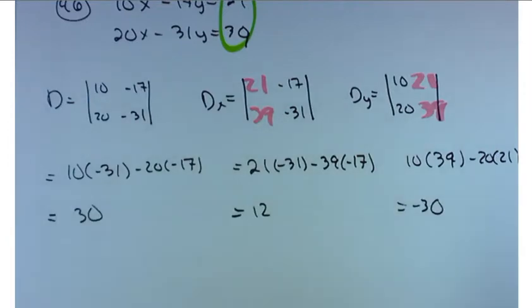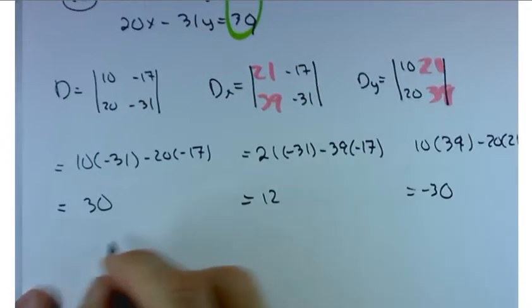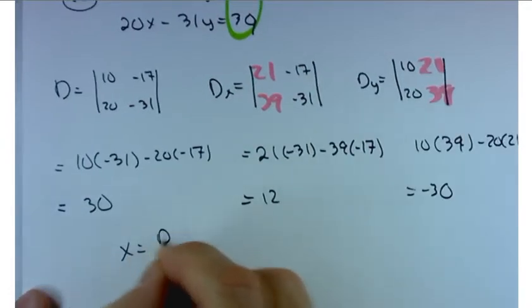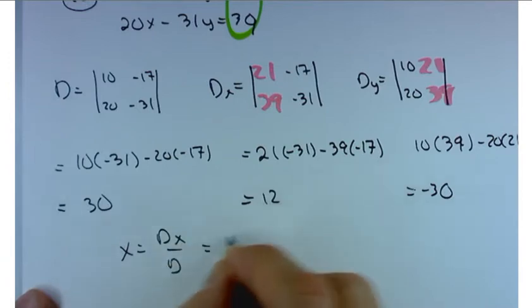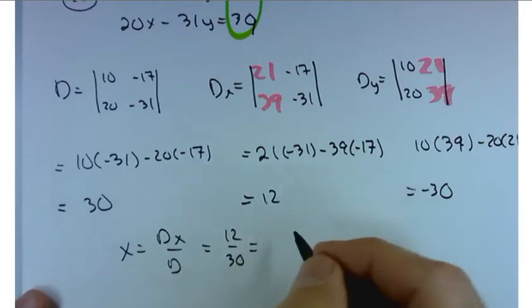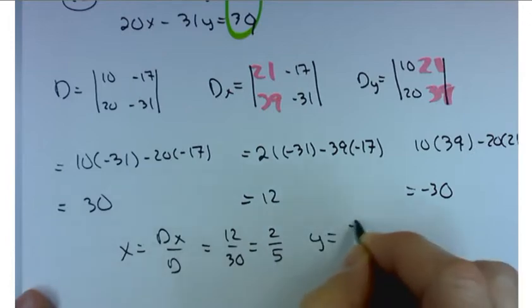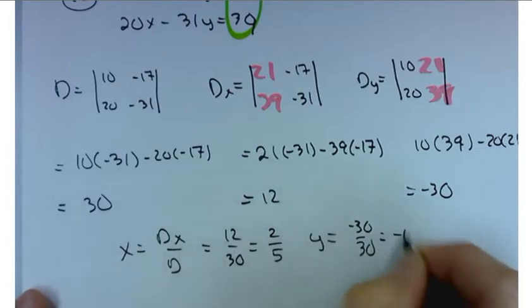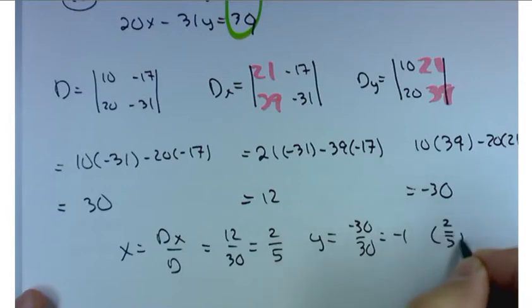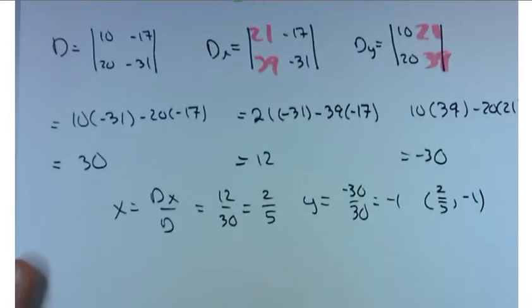Are we okay with the determinants and the setup of Cramer's rule here in the 2x2 case? I'm thinking I'm only going to do one 2x2 case before we jump into the 3x3 case. I'm not spending a whole lot of time on Cramer's rule. So for the solution, it's going to be dx over d, which is going to be 12 over 30. And let's put that in lowest terms. Yeah, 2/5. And then negative 30 over 30 is negative 1. So 2/5 and negative 1 is our solution there.